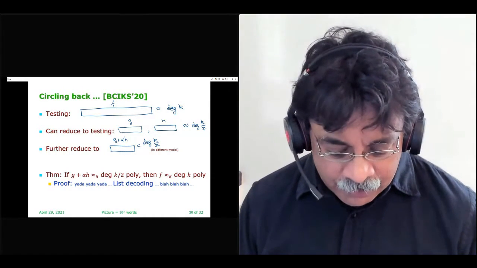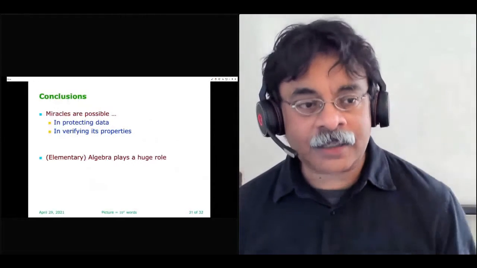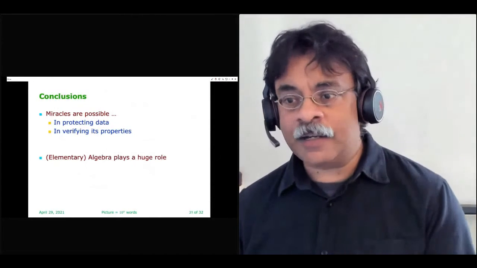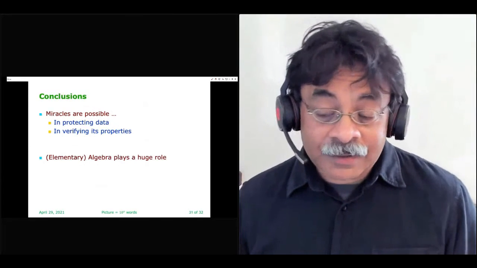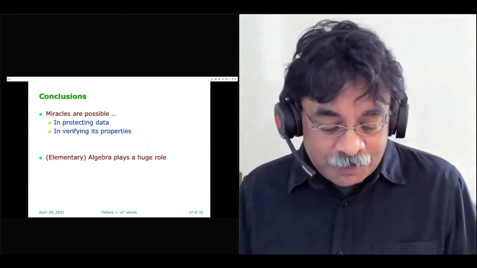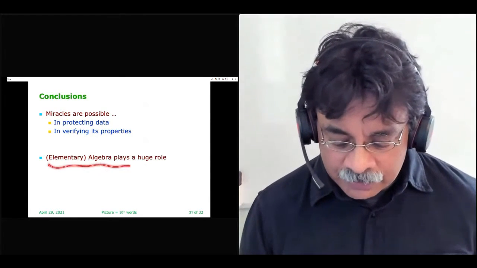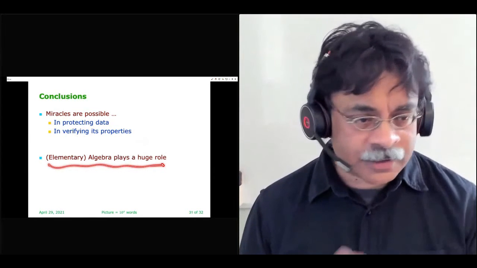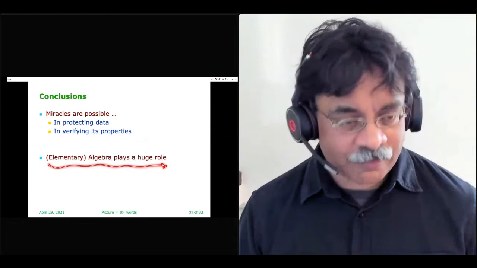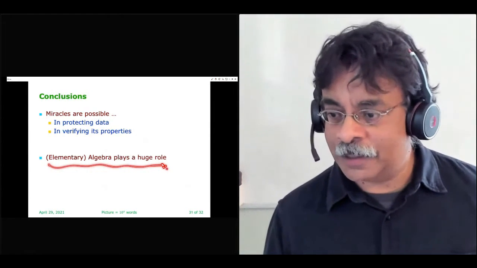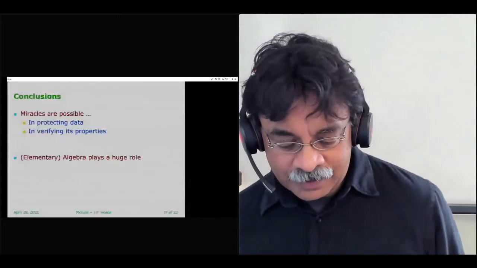thing. So, conclusions: in this arena of how you can protect data and how you can verify its properties, there are some miracles that seem to be possible. And in many of these cases, these proofs by pictures should be very convincing that algebra plays a huge role, and this algebra is not very sophisticated. It's really considered very, very elementary, and it manages to lead us to all these places. Thank you very much. I'll stop here and take questions.